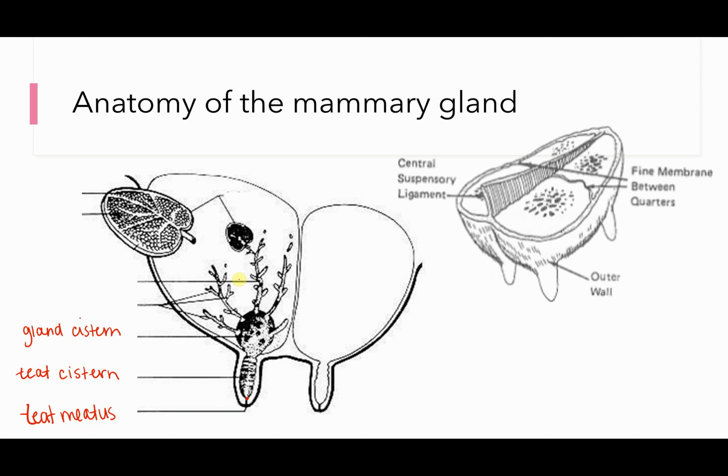Next, all of these little branch points are referred to as just the ducts, but the major ones just down the middle are referred to as major ducts. At the end of all of these ducts, we have what we refer to as lobes, and these lobes contain what we refer to as lobules, and these lobules contain alveoli.